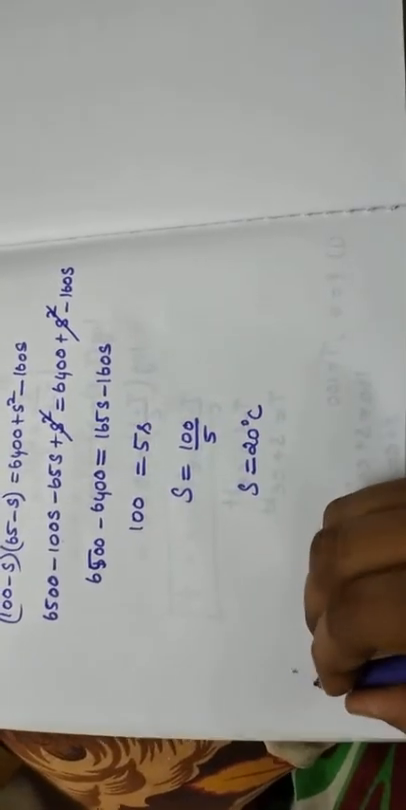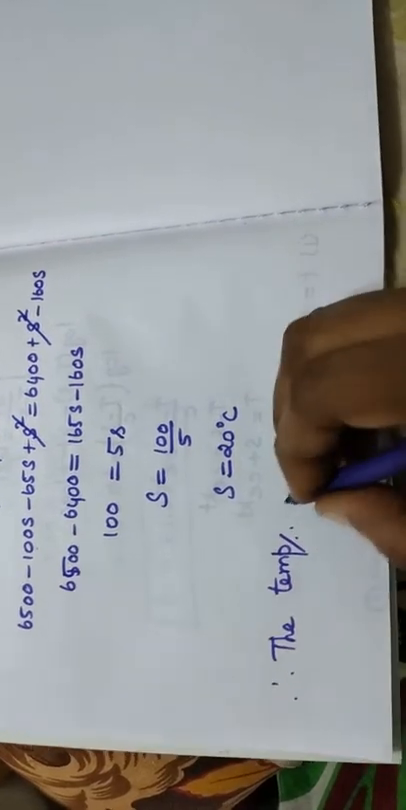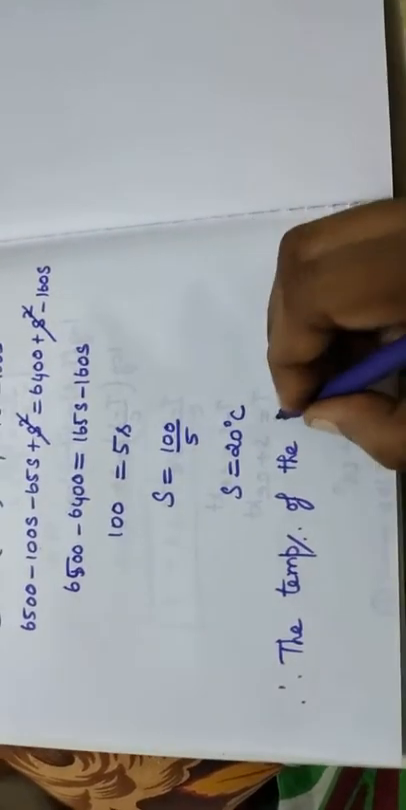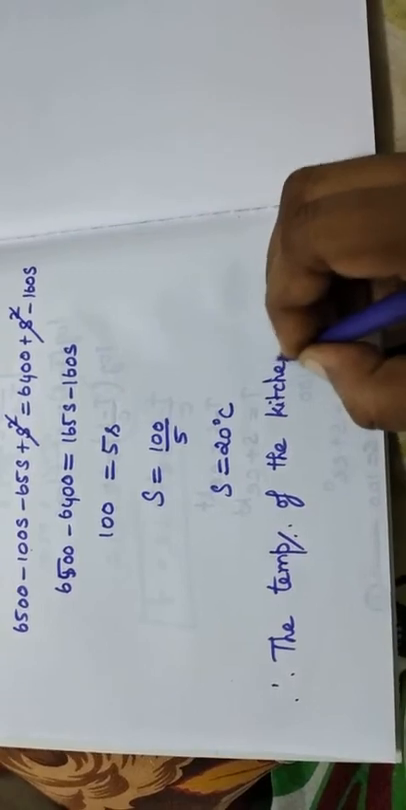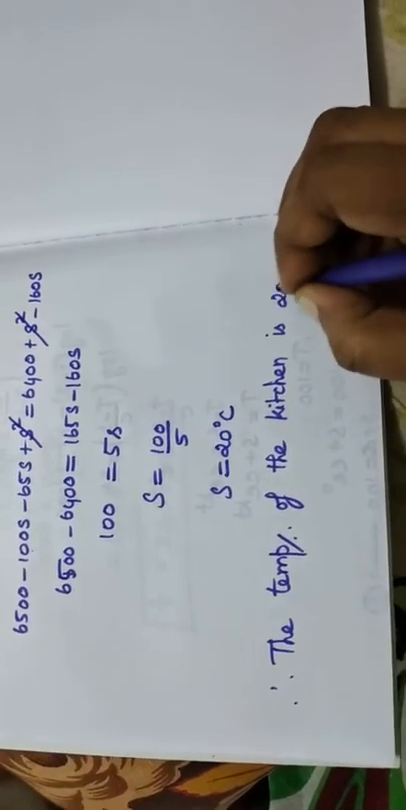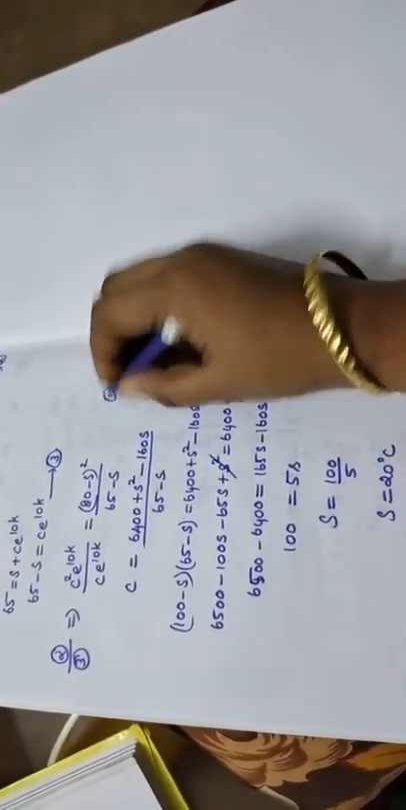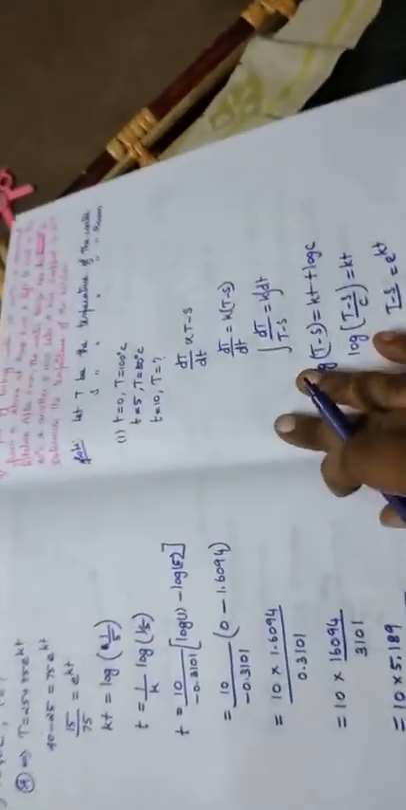Therefore, the temperature of the kitchen is 20 degrees Celsius. That is our answer. Just a calculation part. This is our first equation, S plus C is equal to 100. We get the answer like this. Here T is equal to 65 degrees Celsius is given, dropped to 65 degrees Celsius.